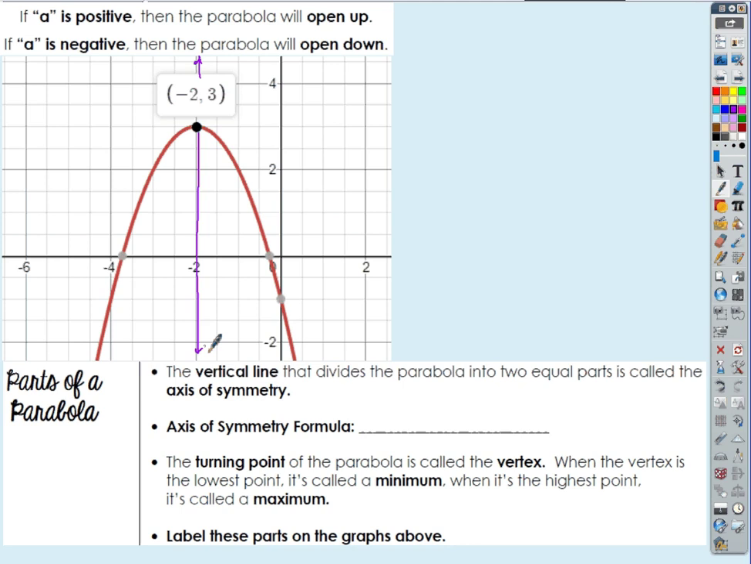What do we call that point that's either going to be the maximum or the minimum of the parabola? What do we call it? What's the name of that point? In this case, the coordinates are -2, 3. Can you remember what we call that?